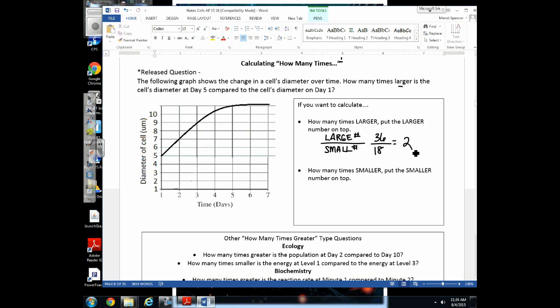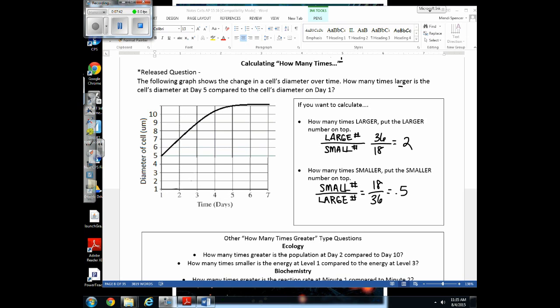If I asked how many times younger are you than me, or how many times smaller, then we're going to put the small number on top, and we're going to divide it by the big number. And in your head, you're probably thinking that you're half my age. So half is 0.5, so we should get 0.5 as the answer. So we have 18 divided by 36, and when we do that, we get 0.5.